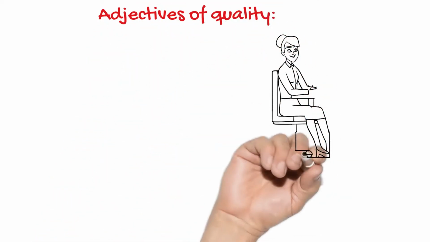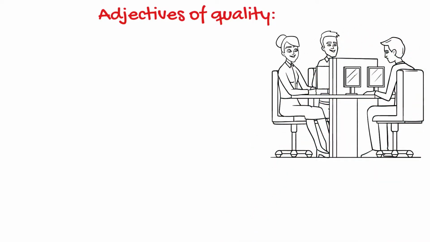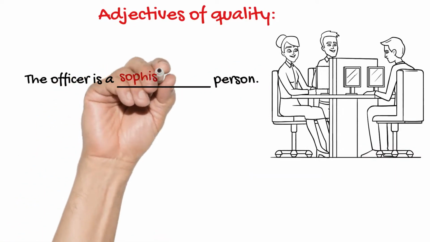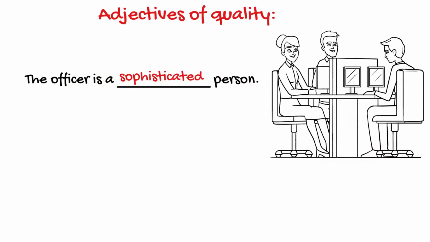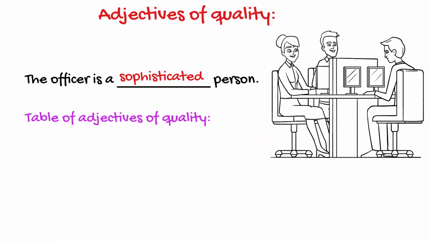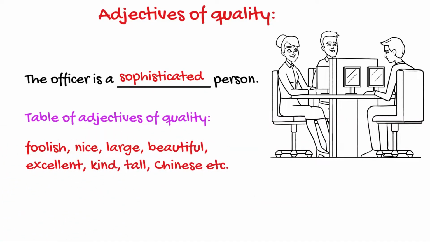As the name indicates, such adjectives describe the quality or kind of a person, place, or thing. The quality or kind may be anything like size, color, manner, or shape. Consider the sentence. The officer is a sophisticated person. Now answer the question. What kind of person is the officer? The officer is a sophisticated person. We will understand what kind of person the officer is with the help of the word sophisticated. In other words, the word sophisticated describes the manner of the noun person. A few more examples of the adjectives of quality are foolish, nice, large, beautiful, excellent, kind, tall, and Chinese.